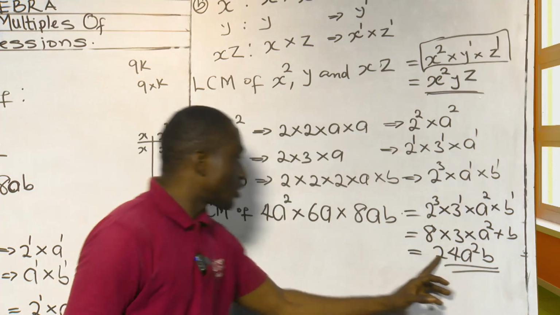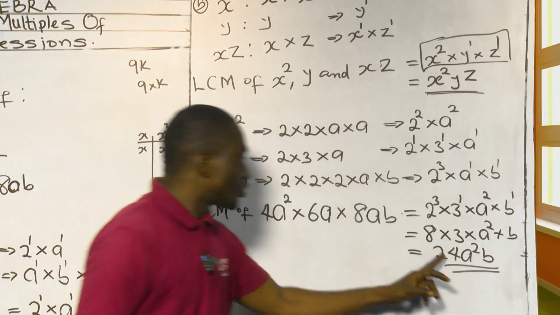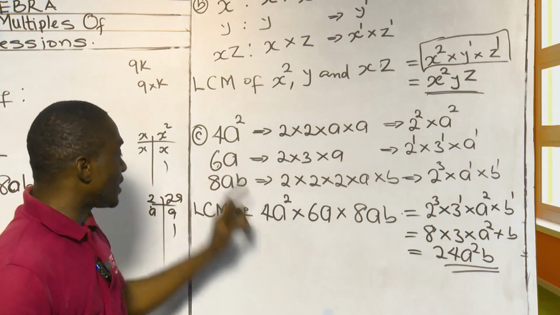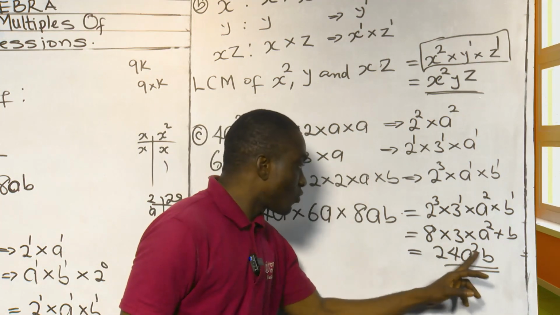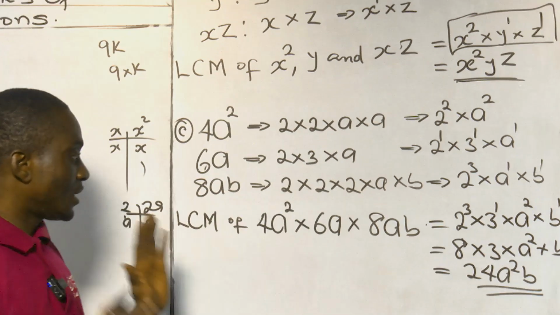24a squared b is divisible by 4a squared. 24a squared b is divisible by 6a. 24a squared b is also divisible by 8ab. That is that.